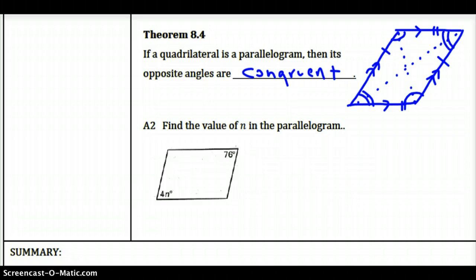And that leads to a problem like A2. Again, since it's a parallelogram, we can simply say that these two angles, since they're opposite, these two expressions have to be congruent or equal. Divide by 4, and we get m equals 19.